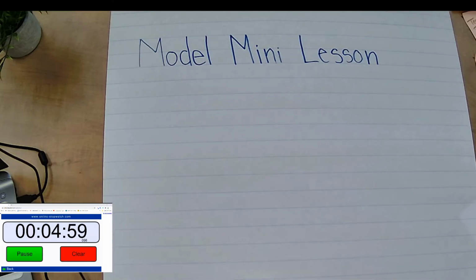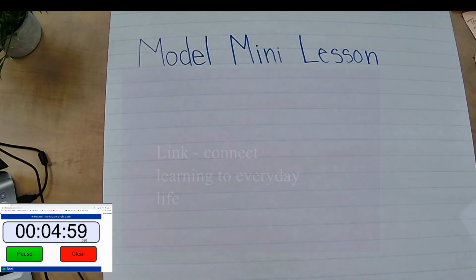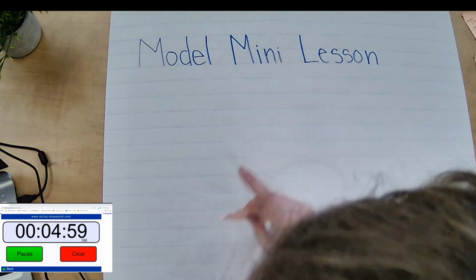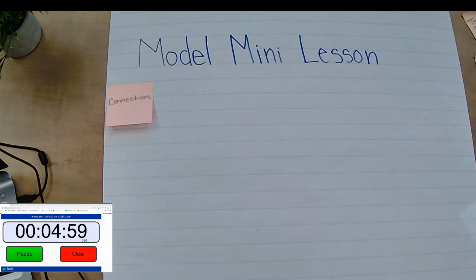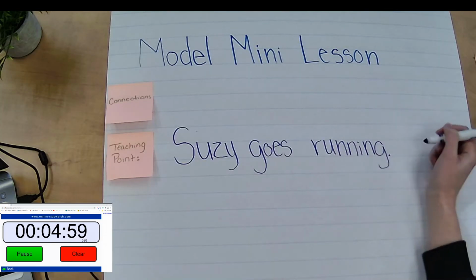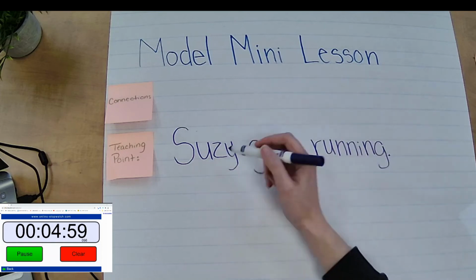So I noticed that students are having trouble with verbs and nouns and knowing the difference between a verb and a noun. So I'm going to teach you today one of the ways that we can distinguish a verb from a noun, and then we'll practice it. For example, if I've got a sentence, Susie goes running, the verb here is the running, and the noun is Susie. She's a person, place, or thing.